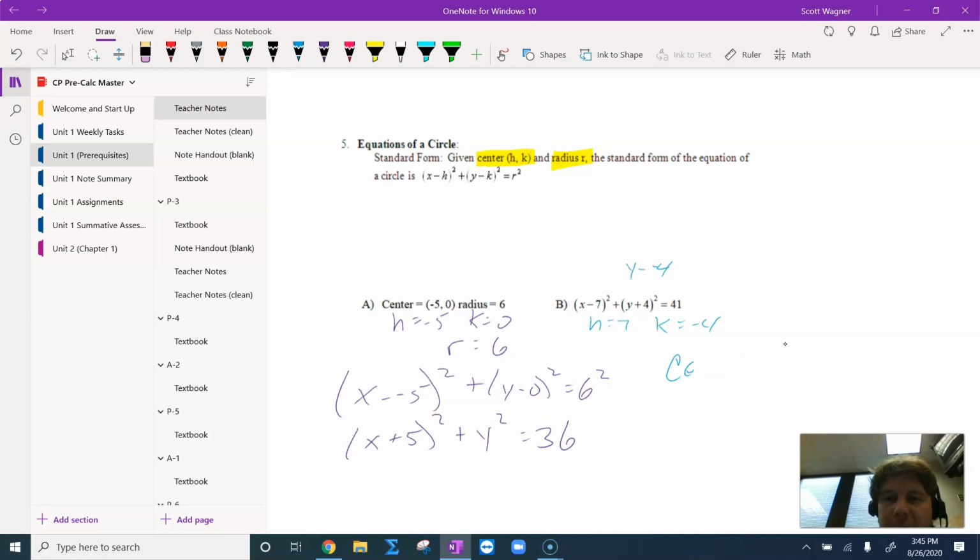If I could spell center, come on, Mr. Wagner. The center is at 7, negative 4. Okay, all right, that makes sense.